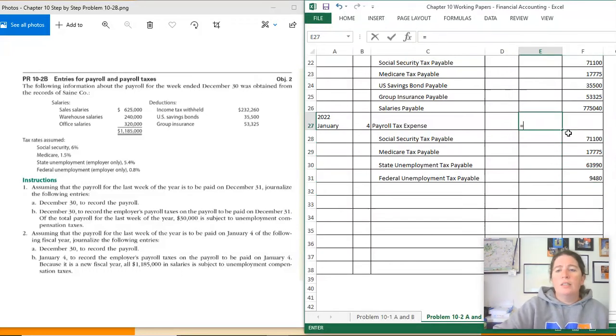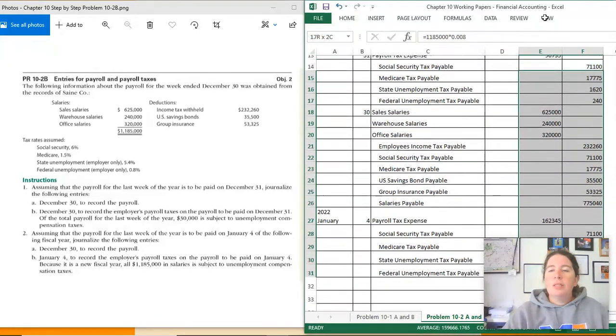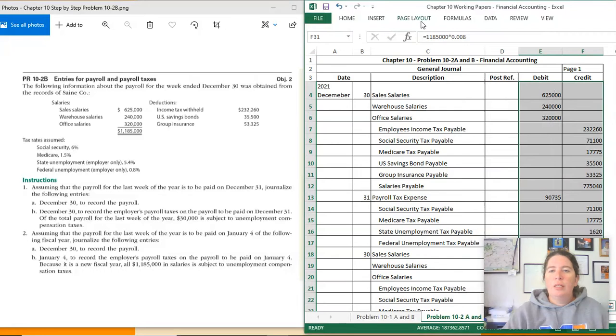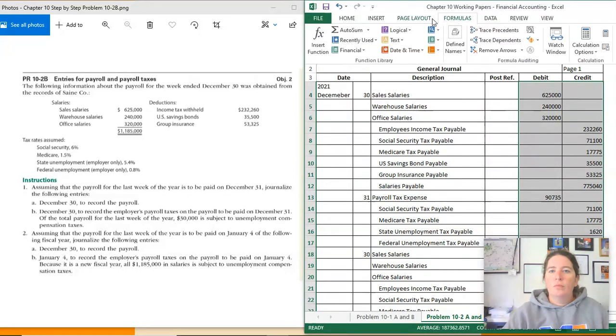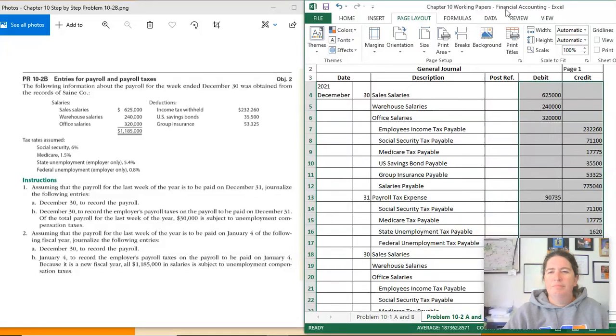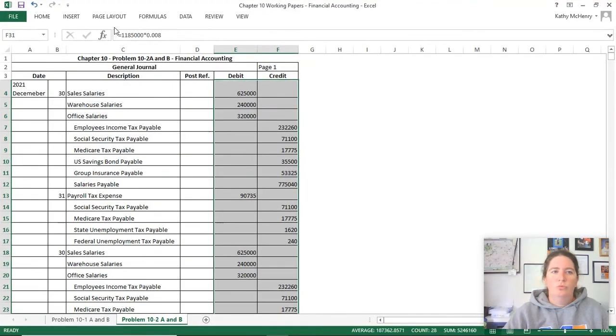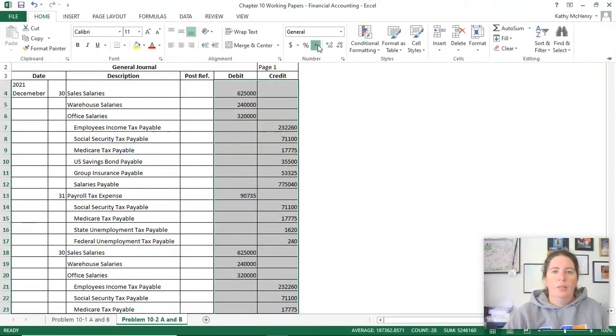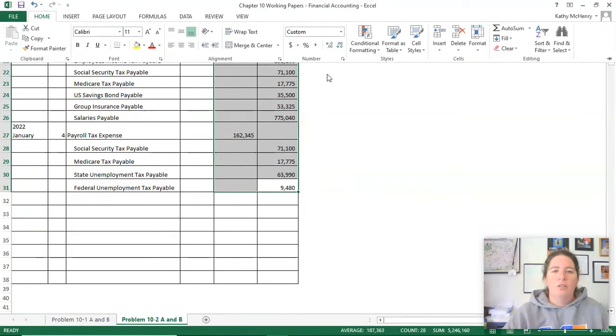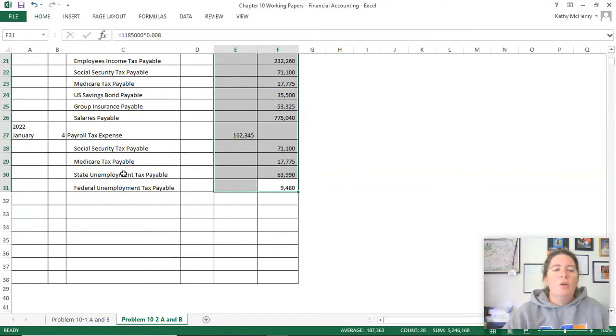Again, our payroll tax expense debit is going to be the sum of our payables right here, of all of our credits. So our debit is $162,345. Okay. Now, let me explain a little bit about that to you. I'm just going to make these into some commas and no decimals to make it easier to understand.